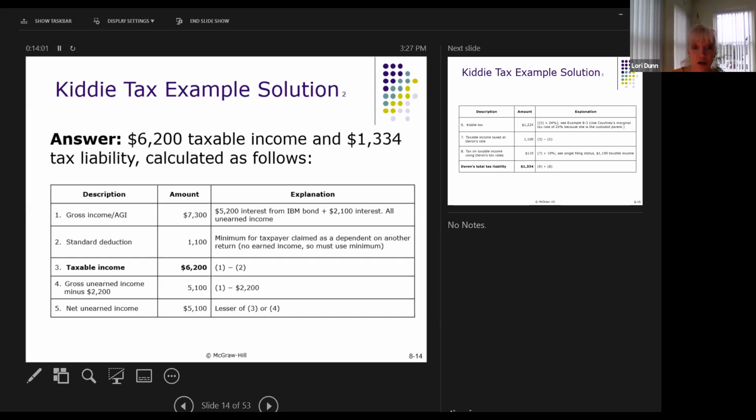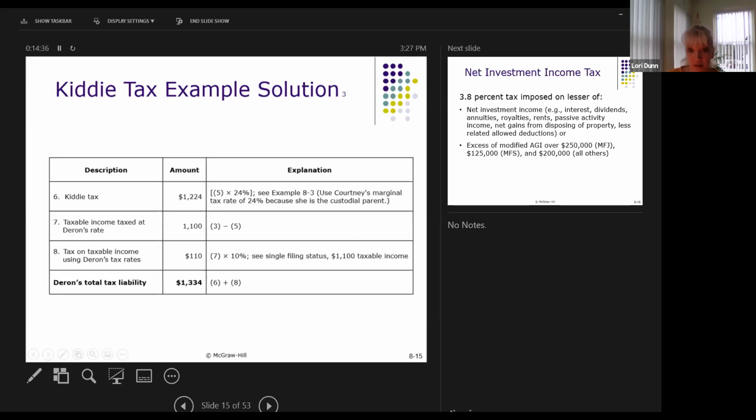His gross unearned income minus $2,200. So $7,300 minus $2,200 is $5,100. Take the lesser of, in the next step, unearned income, $7,300, taxable income, the lesser of taxable income, $6,200, or what we just computed, unearned income, $5,100. The $5,100 is taxed at 24%.